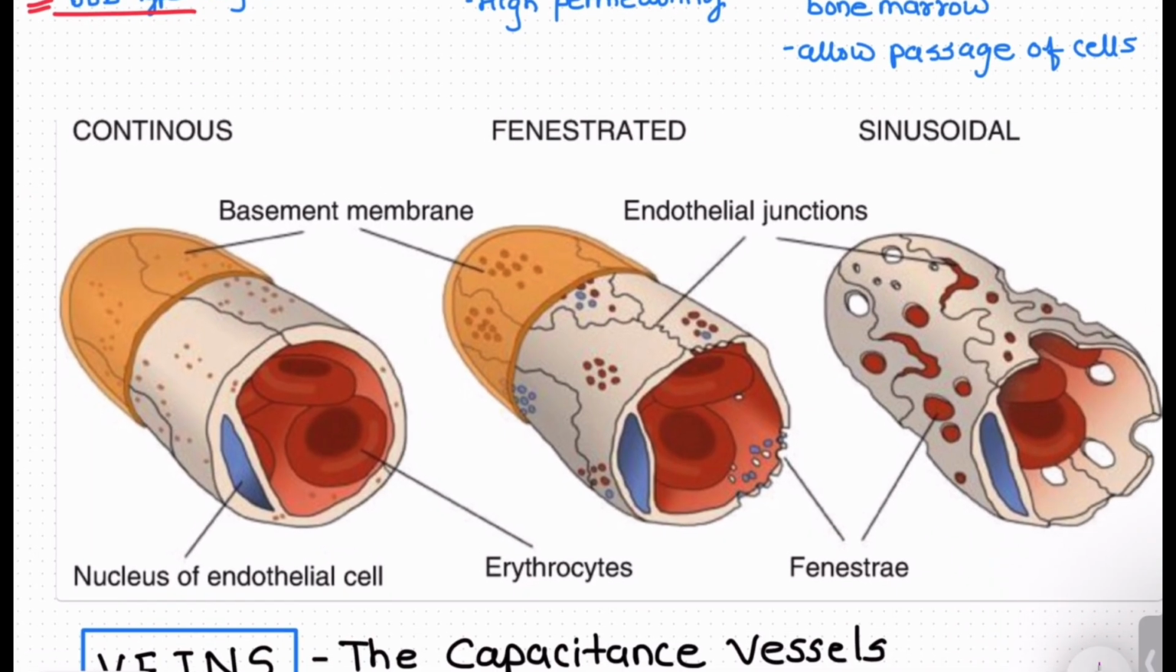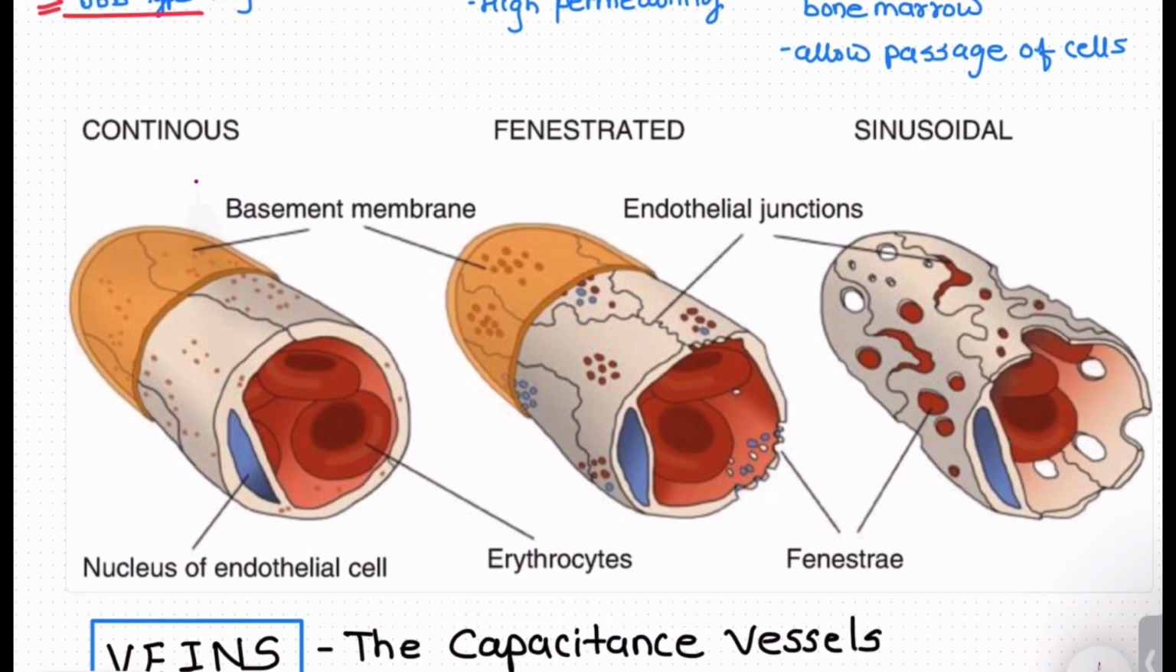So this one is continuous. Here you can see there is no gap in between the endothelium cells. These are endothelial cells. So there is no gap, so it is called continuous capillaries. And this yellow portion is the basement membrane of the endothelial cells.